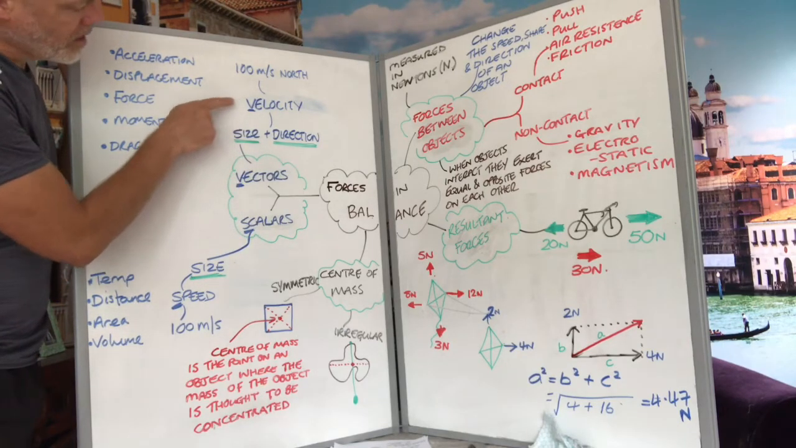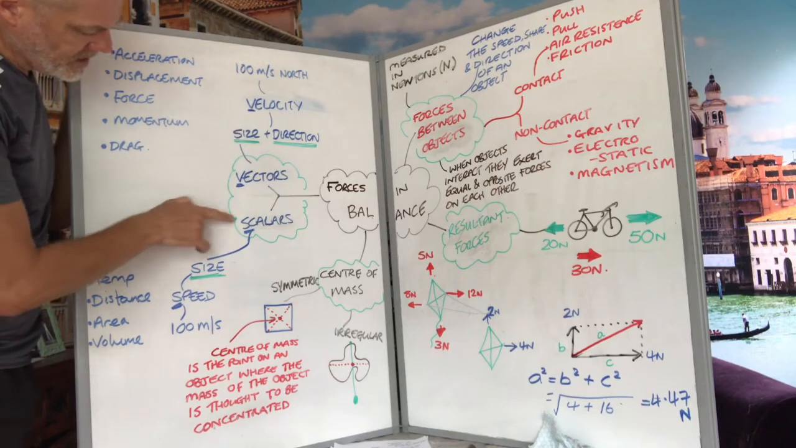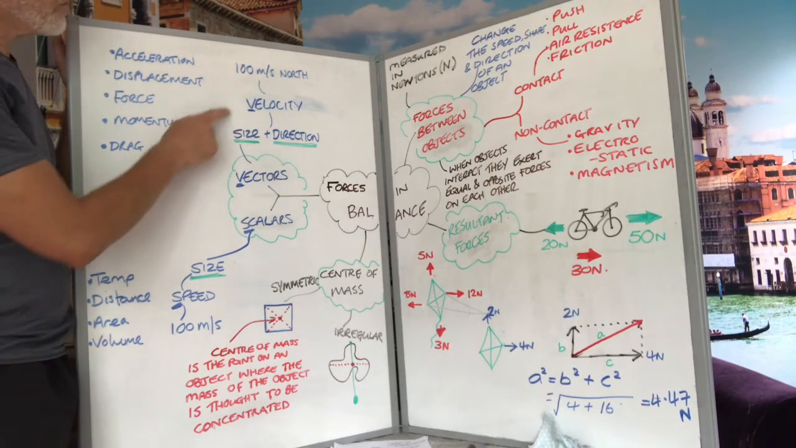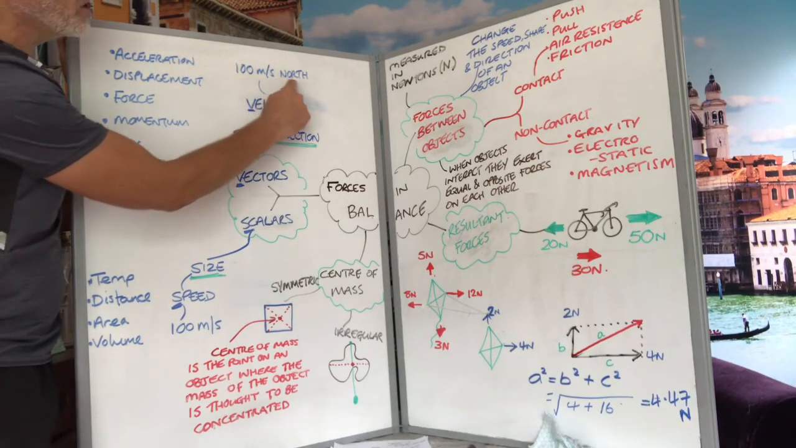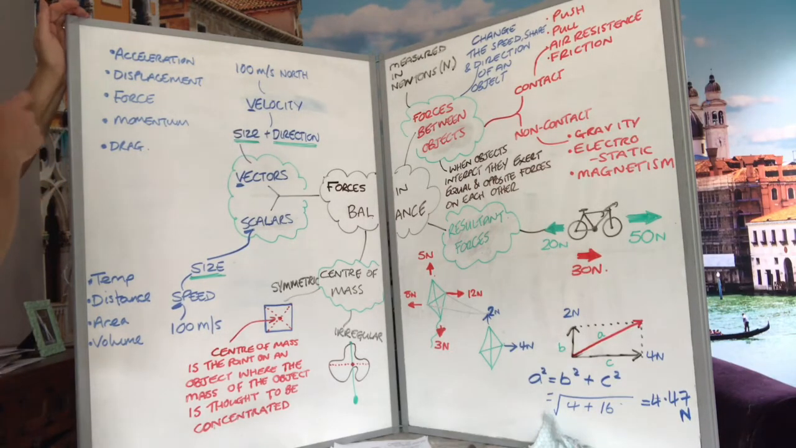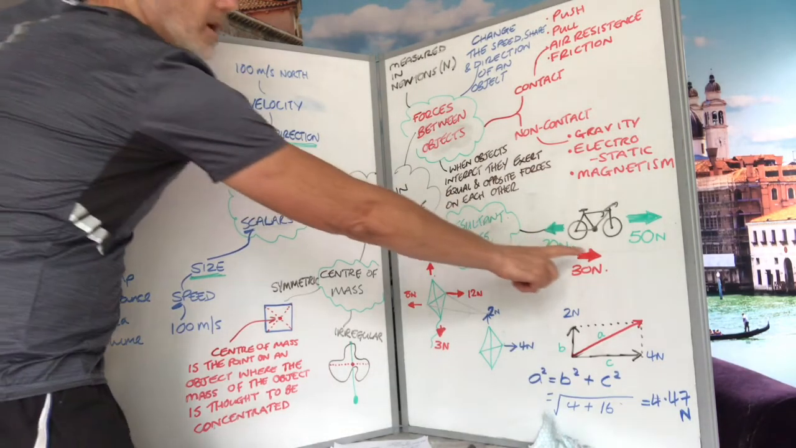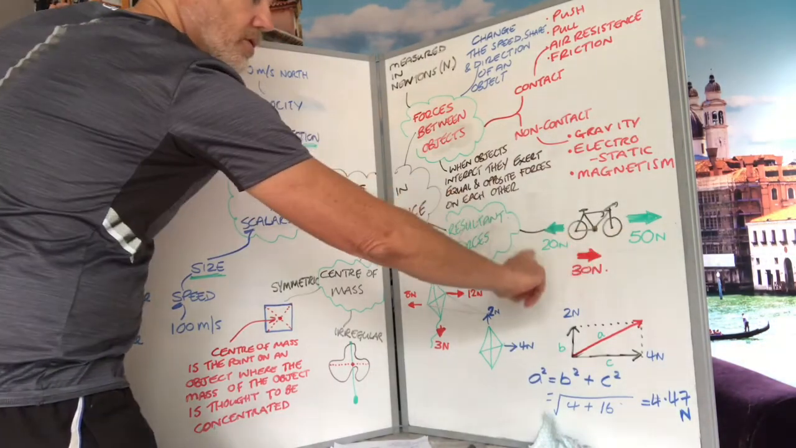And a good example of a vector is velocity. So vector velocity, scalar speed. Easy to remember. 100 meters per second north. Okay? Other examples of vectors are acceleration, displacement, force, momentum, drag. So you would typically see these on a diagram like this with arrows to show the direction of each.